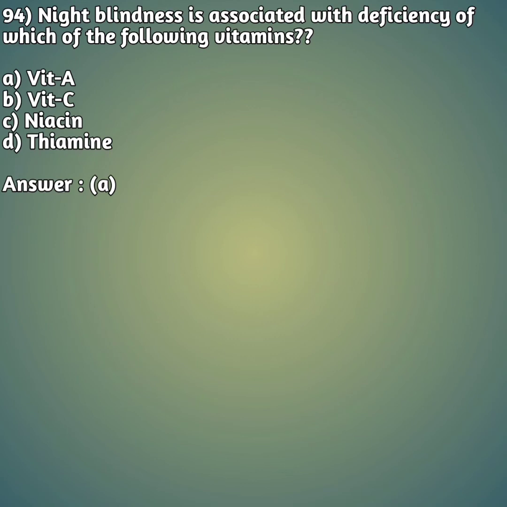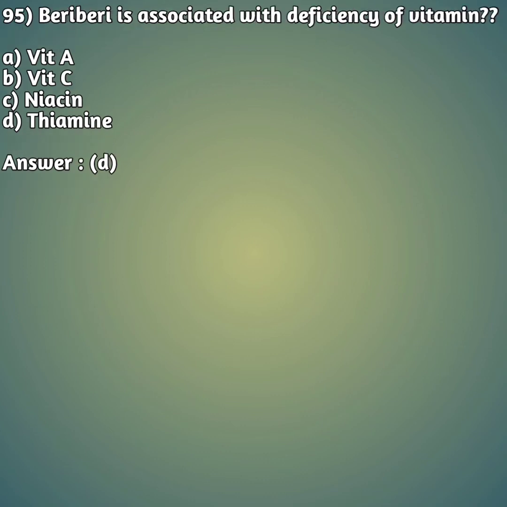Night blindness is associated with the deficiency of which of the following vitamins? Option A, vitamin A. Option B, vitamin C. Option C, niacin. Option D, thiamine. So the right answer is option A, because of vitamin A deficiency they may cause night blindness.